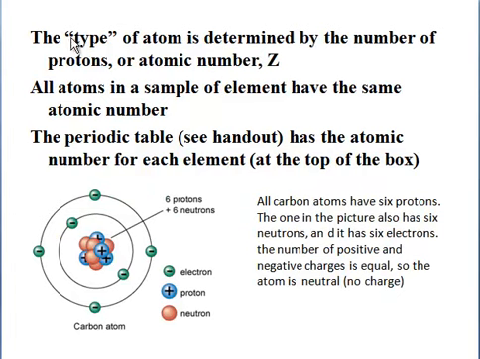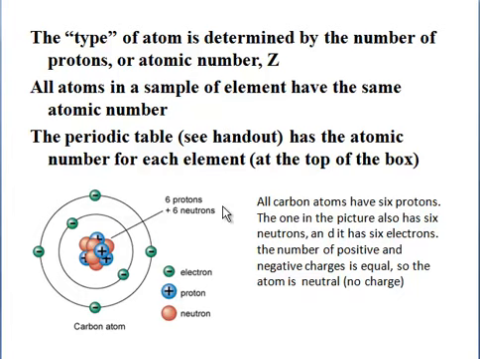If we remember that about an atom, the type of atom meant in the definition of element is determined by the number of protons, or atomic number, sometimes given the symbol Z. All atoms in a sample of an element have the same atomic number. The periodic table, of which you have a handout, either a digital copy or a hard copy, has the atomic number for each element at the top of the box.